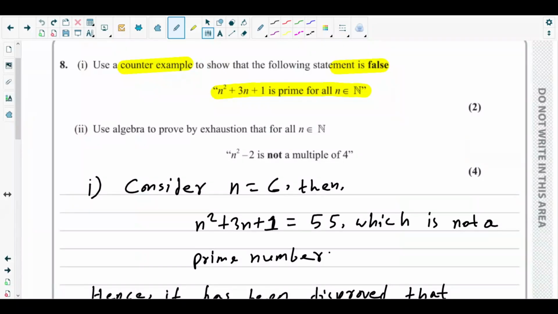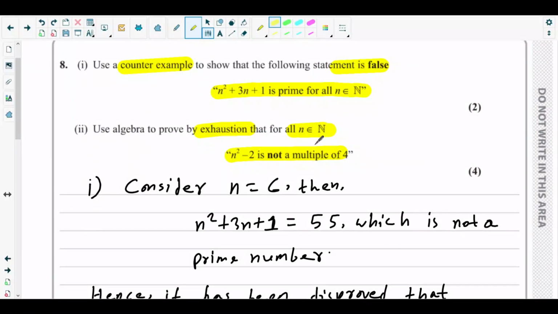Next is part 2. In part 2, they're asking us to use algebra to prove by exhaustion that for all n element of natural numbers, n squared minus 2 is not a multiple of 4. What is proof by exhaustion? We need to show that the given statement is true for every possible case. If we are able to show that this statement is true for all natural numbers, then we are done with the proof.